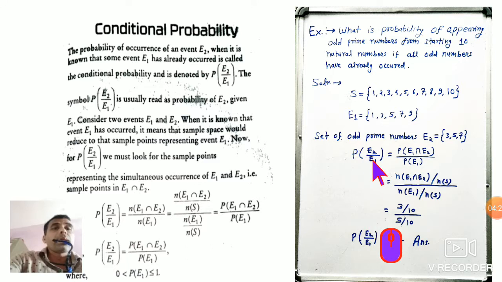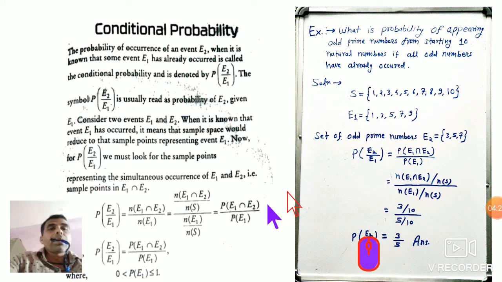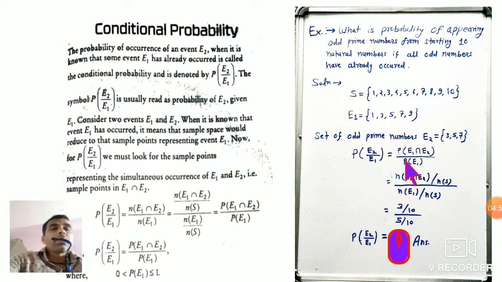So what is your conditional probability? The probability of E2 when E1 has already occurred. Write the formula: probability of E1 intersection E2 divided by probability of E1. Now probability means the number of elements of E1 intersection E2 divided by the number of elements of the sample space, divided by the number of elements of E1 divided by the number of elements of the sample space. This is the formula for both probabilities. The number of elements of E1 intersection E2 means the common elements of E1 and E2, so find the common elements.